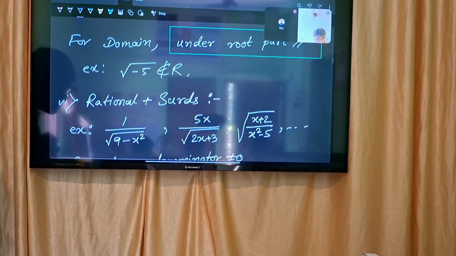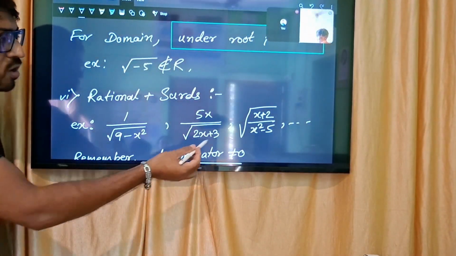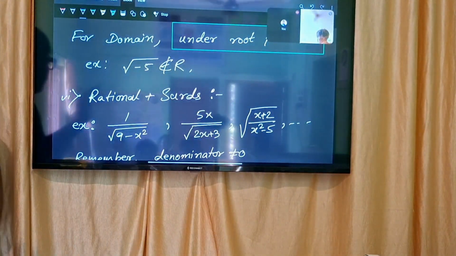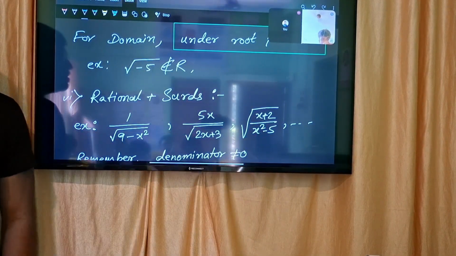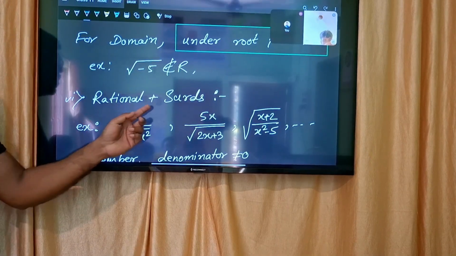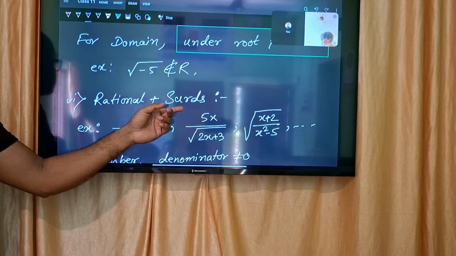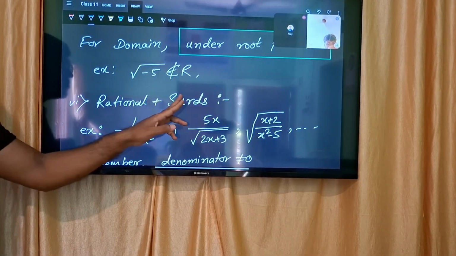Now there is another one, combined rational plus surds. Rational plus surds means it can be like that: the root is in the denominator, or the whole thing is a root, or only the numerator is a root, whatever. Okay? So if our example is rational plus surd, what is meant by rational? Denominator not equal to 0. What is meant by surd? Positive. So it should be not equal to 0 and it should be positive.